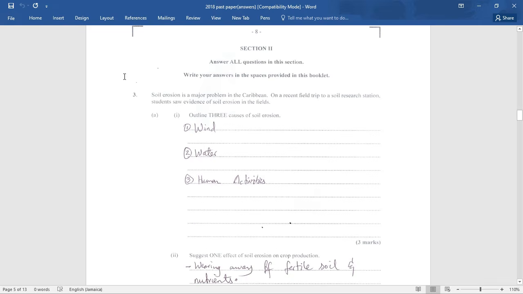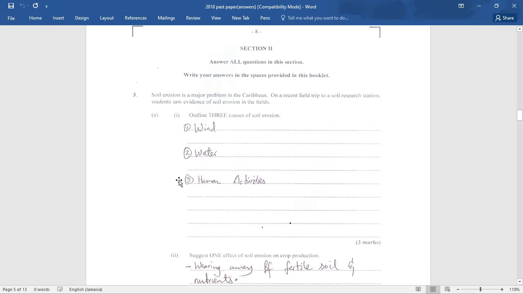Alright, so here, question 3. It says, soil erosion is a major problem in the Caribbean. On a recent field trip to a soil research station, students saw evidence of soil erosion in the fields. A. 1. Outline 3 causes of soil erosion. You have 1. Wind, 2. Water, 3. Human activities, and the 4th one would be agriculture.